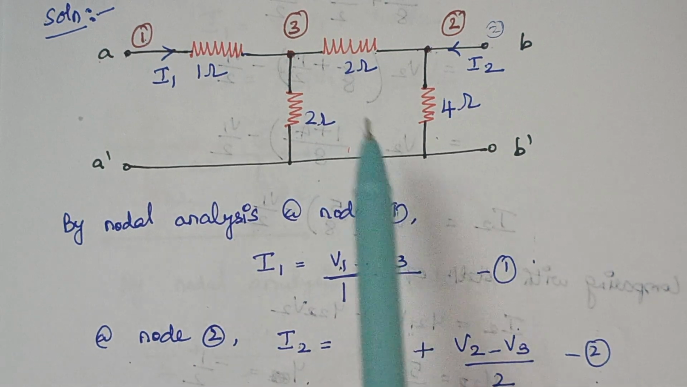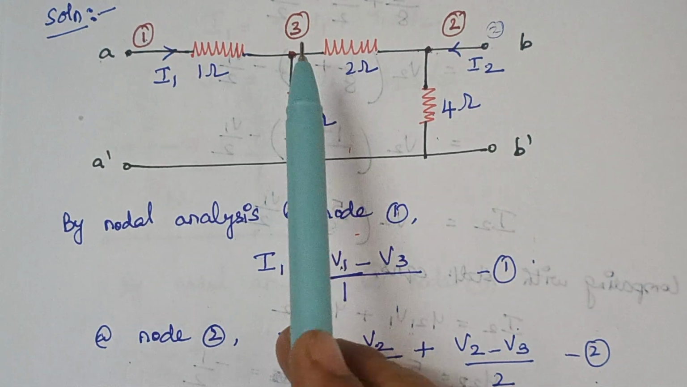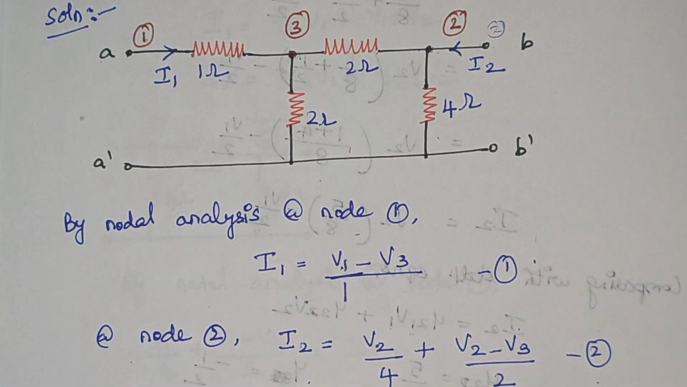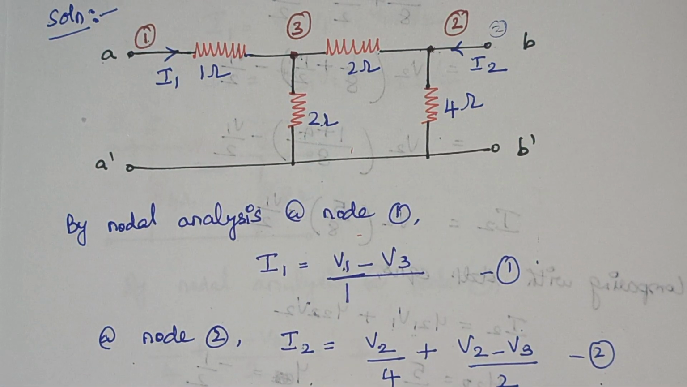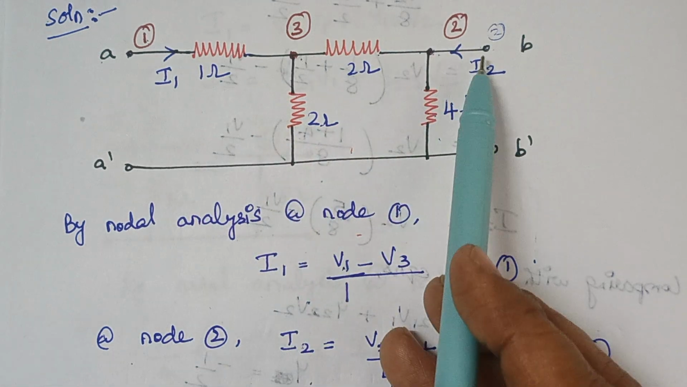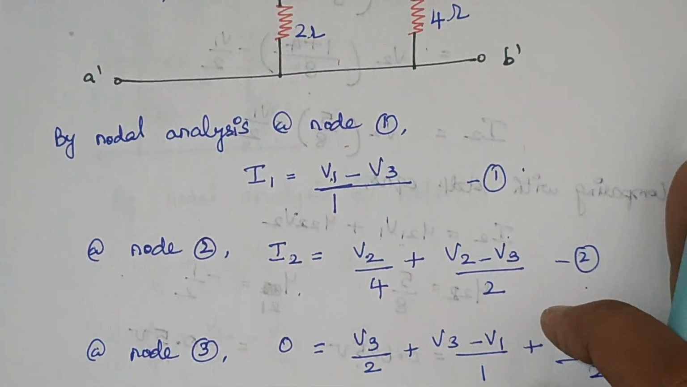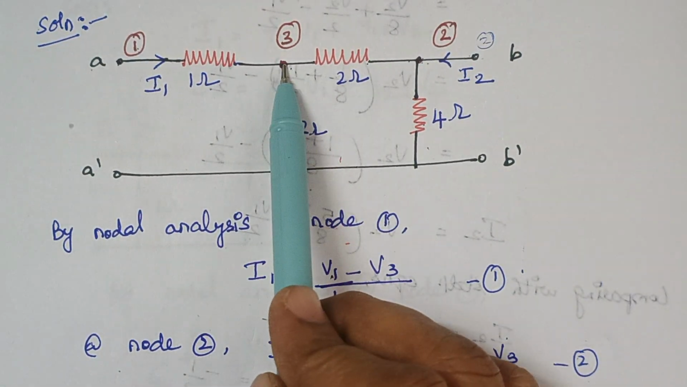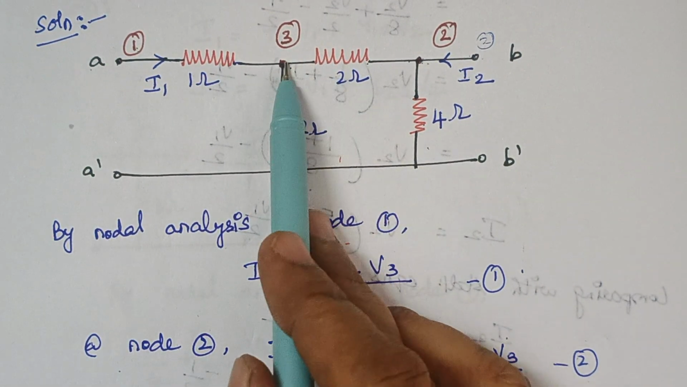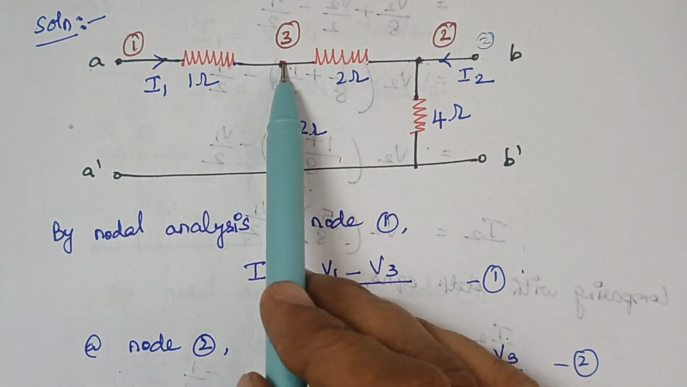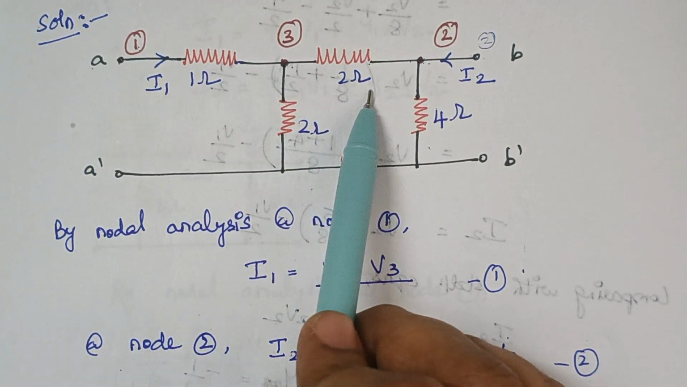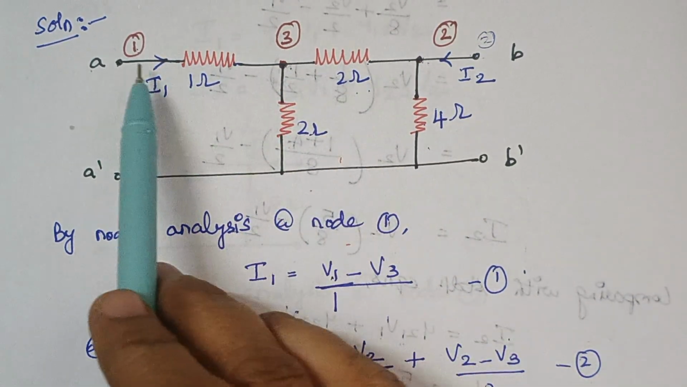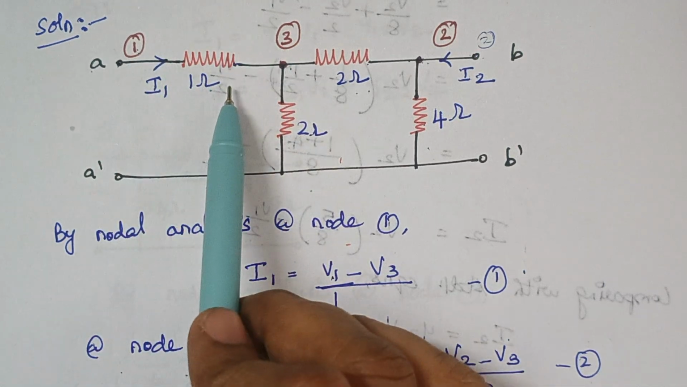Now we are going to write nodal equations for node 3. At node 3, you see at present we don't have any currents. So the current flowing through this node 3 is 0. So you see here it is 0, and this 2 ohm is connected only with this node 3. So while writing the equation, it should be V3 by 2. And again, for the other 2 ohm, it should be written as V3 minus V2 by 2, and here V3 minus V1 by 1.